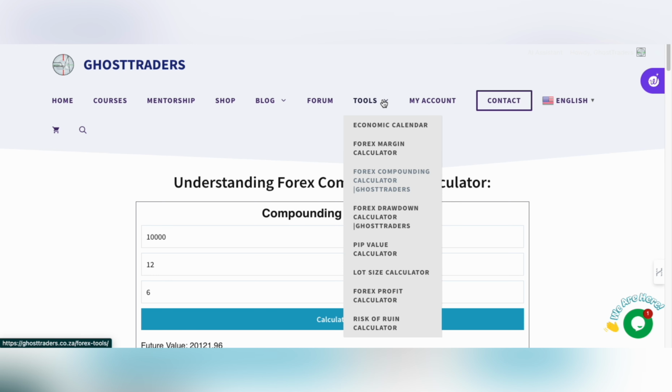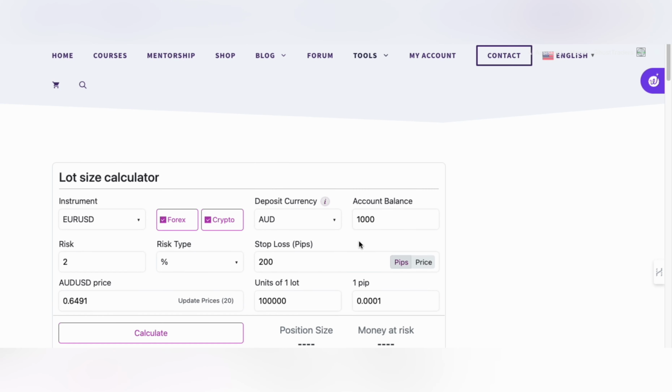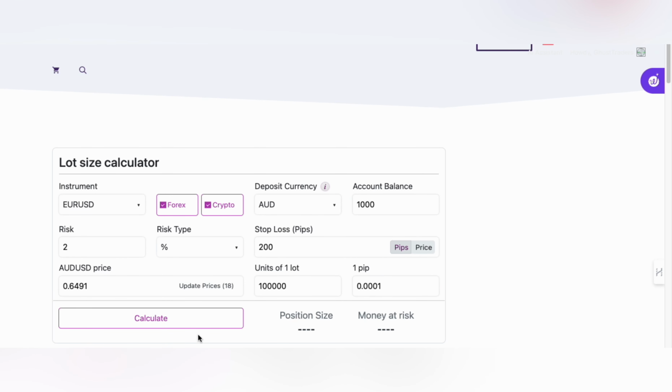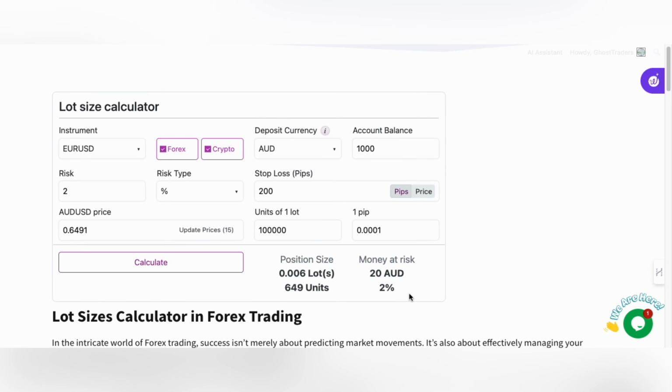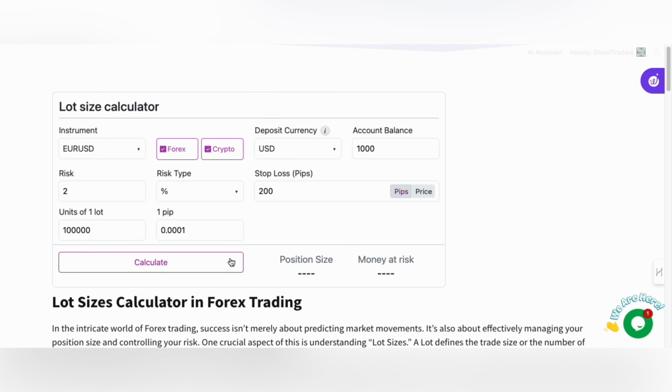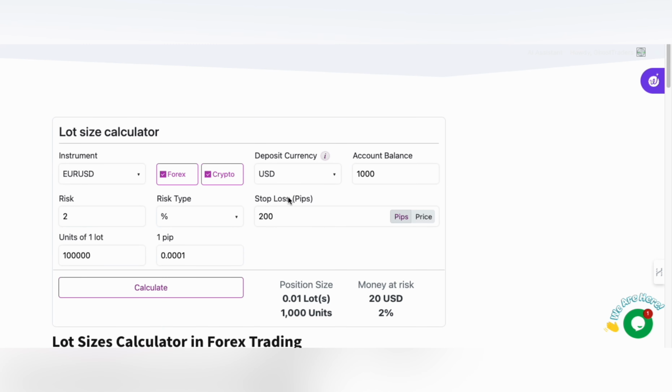Okay, and then we have the drawdown calculator, and then we have the lot size calculator, and then we have the Forex profit calculator. So these are simple tools. You just put in what you need to put in, and then boom, it gives you the result. Okay, so just familiarize yourself with these tools. They're gonna help you a lot in mastering your risk management approach.